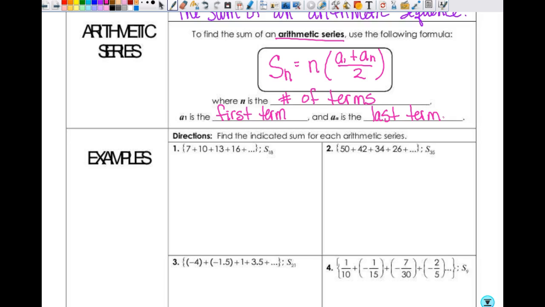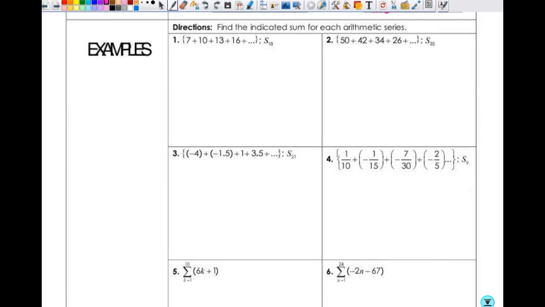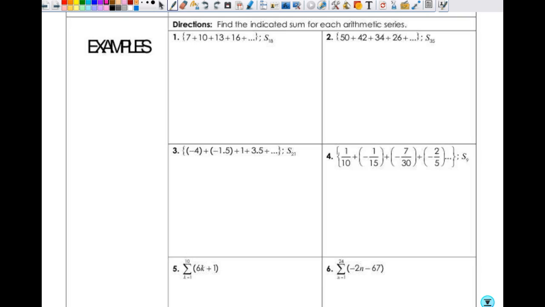All right, so let's look at this. We've got some examples here. It says, find the indicated sum for each of the arithmetic series. Again, it tells us it's an arithmetic series, but if it just said find the sum of the series, we'd have to see what happens. Here, our common difference, we're adding 3, adding 3, adding 3, so that's how we know for sure that it's an arithmetic series. If I want to do this, I'll rewrite the formula over here: S sub n is equal to n times (a1 plus an).